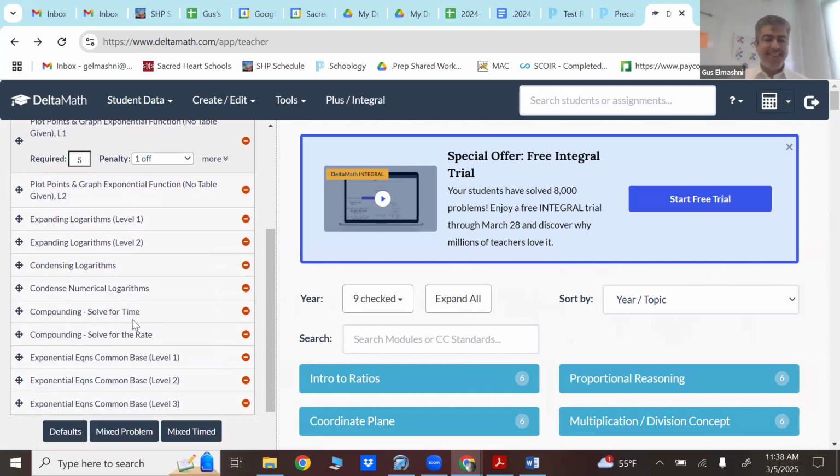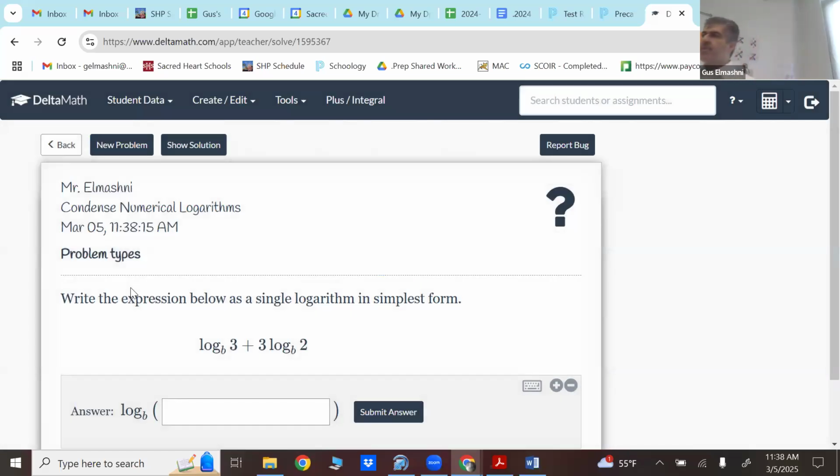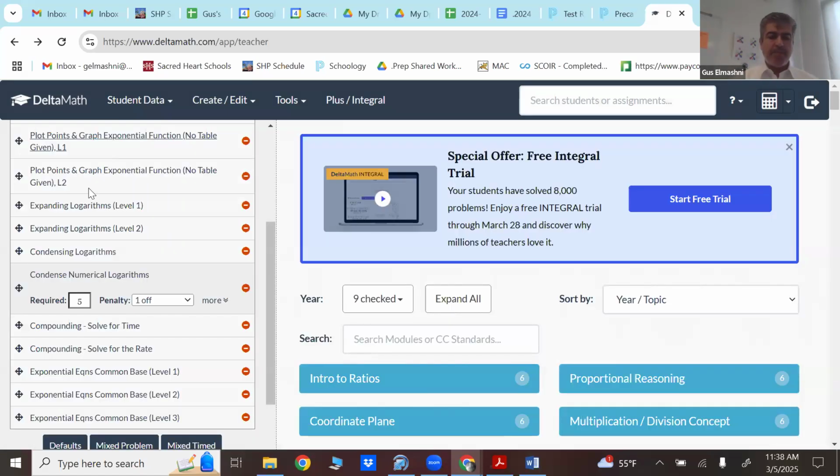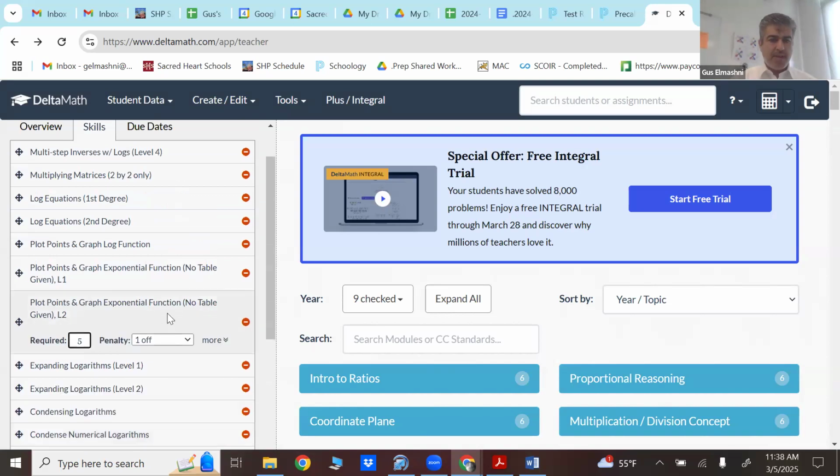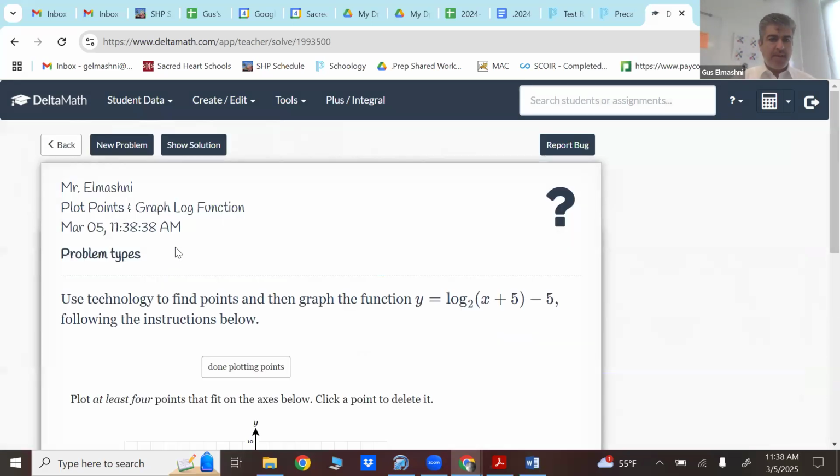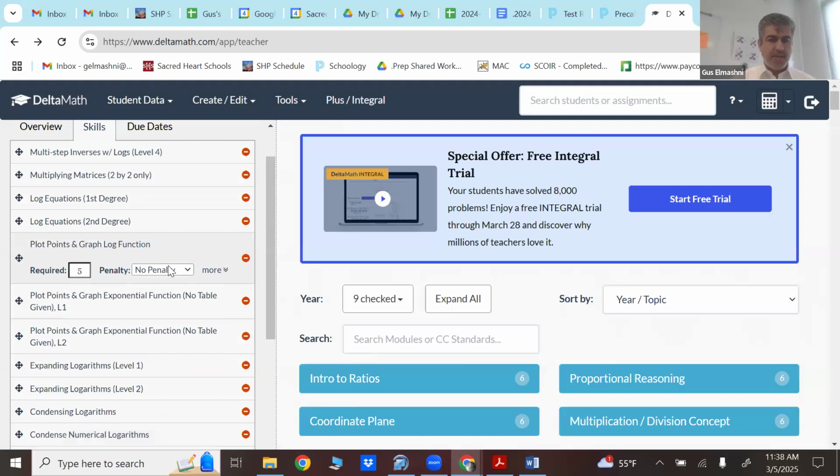And then guys, quiet please. Condensing numerical logarithms. Right here. Condensing numerical logarithms. Okay. So that's also those 3 questions you have right here. And I'll take away the penalty so that we could skip around, if you feel like maybe it's a little too hard, to try another question. So I'll take off the penalty. Take that off. And take that off. Next. Take that off.